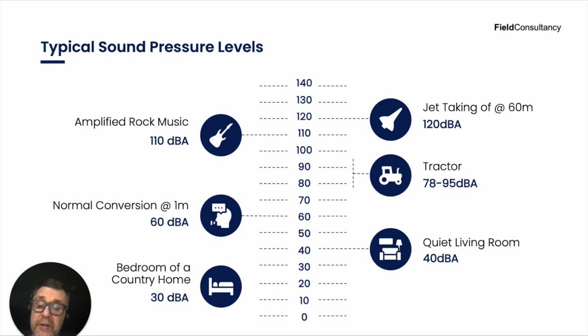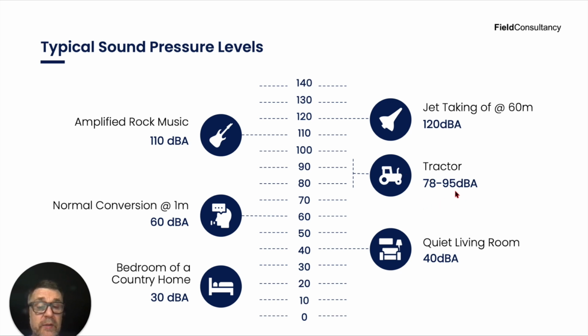So now that we have the decibel as our unit of measure of sound pressure level, here are the typical sound pressure levels that we hear in life. In a bedroom of a country home, the typical sound pressure level might be 30 dBA, which is quiet enough to rest and sleep. In a quiet living room, relaxing, the sound pressure level might be 40 dBA. A normal conversation at 1 metre would typically be 60 dBA.